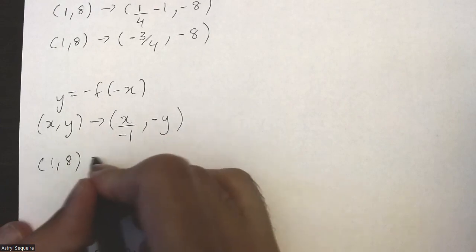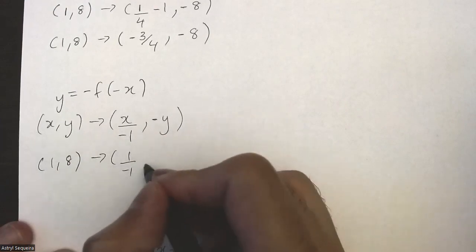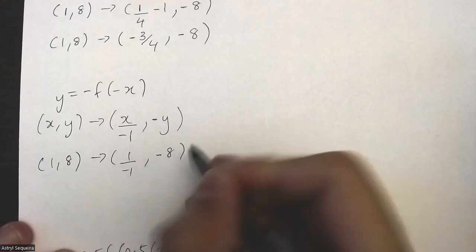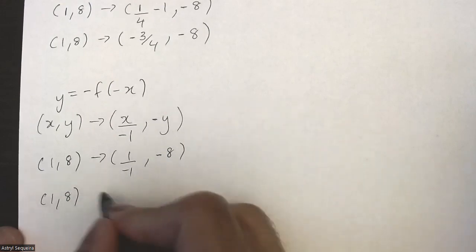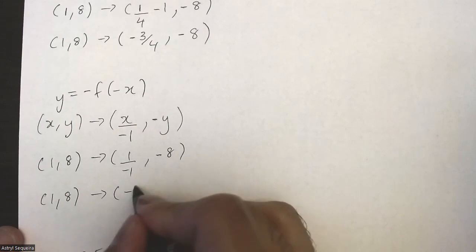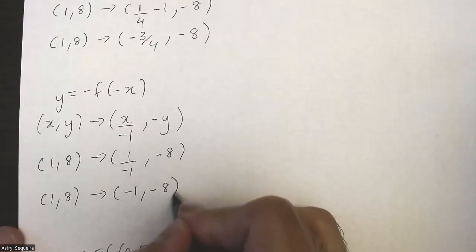Can transform my point now. 1 over -1 and just -8. This just basically flips the point to (-1, -8).